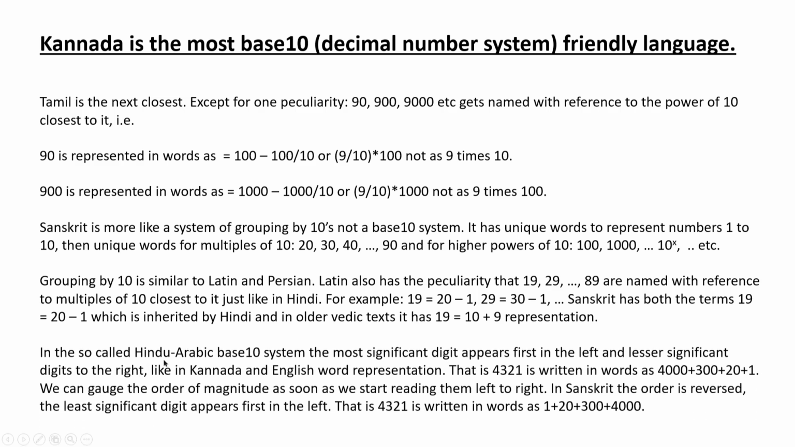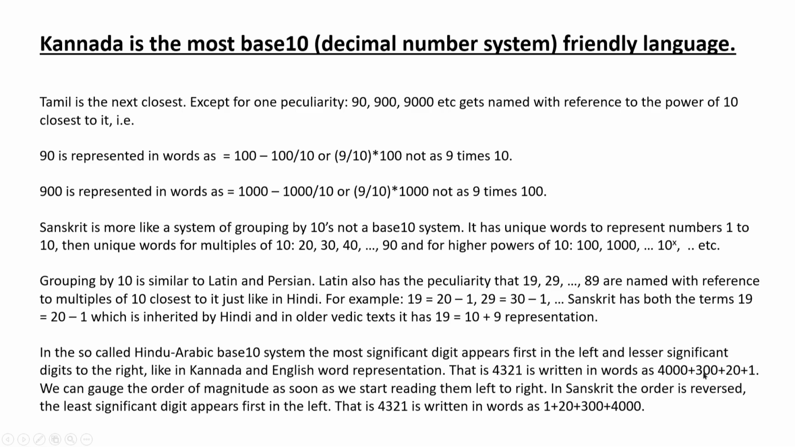And also in the so-called Hindu-Arabic base 10 system that is used today in the world, the most significant digit appears first on the left and the lesser significant digits appear to the right. So left to right we write the most significant first and go on. This is like how we write in Kannada and English representation. That is, say for example, if we have the number like 4321, in Kannada and English both, it's written as 4000 plus 300 plus 20 plus 1. Whatever is written in words is this representation, 4321 in English.